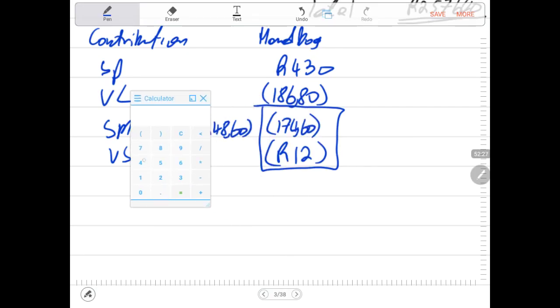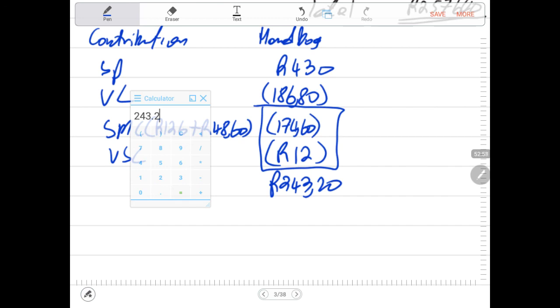Yes. Then we have 430 minus 186.80. It gives us 243 rand 20 cents. So this will be our contribution.